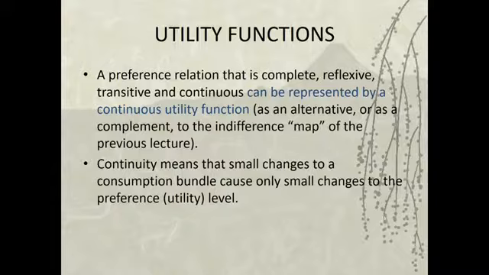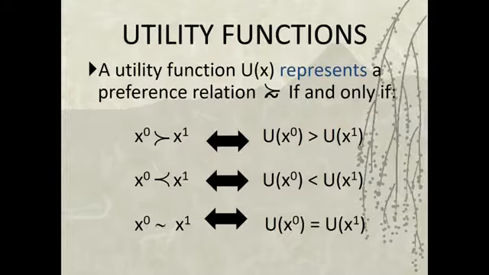A preference relation that is complete, reflexive, transitive, and continuous can be represented by a continuous utility function. This is the definition, as an alternative or complement to the indifference map of the previous lecture. Continuity means that small changes to a consumption bundle cause only small changes to the utility level. I have already pointed this out in the last lecture.